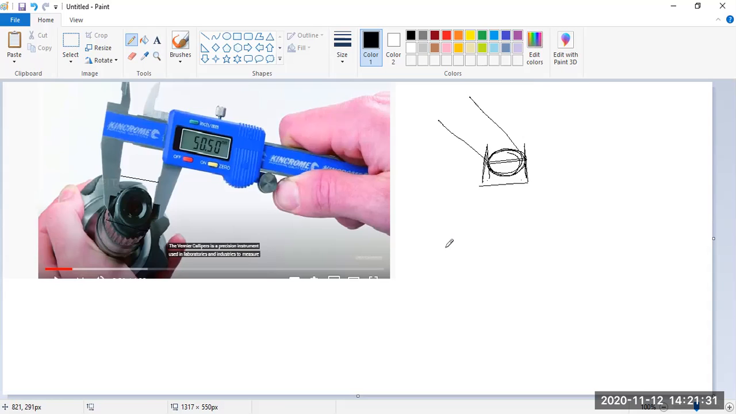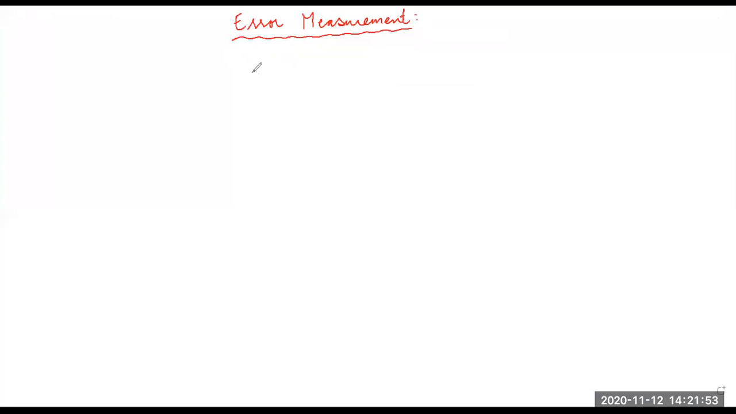Based upon this error in the measurement, we will define absolute error, then absolute mean error, and the third one is fractional or relative error. Based upon fractional and relative error, we will define percentage error. Right? That's all. So guys, let's get back to our page. So error measurement. Before talking about error measurement, I must talk about least count.